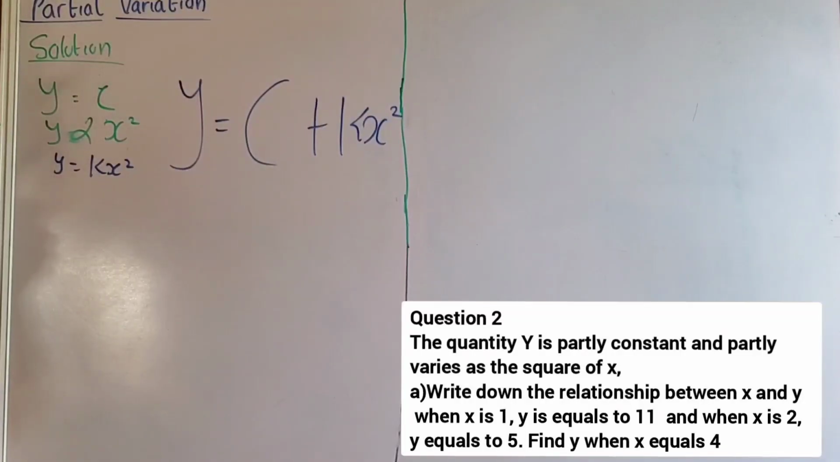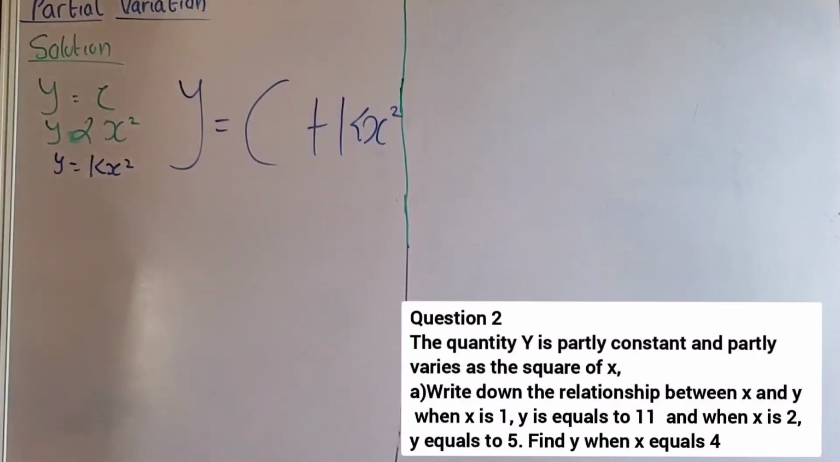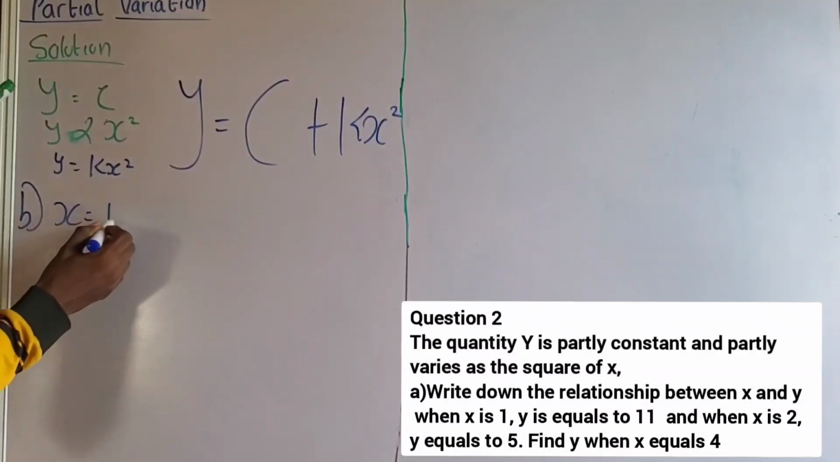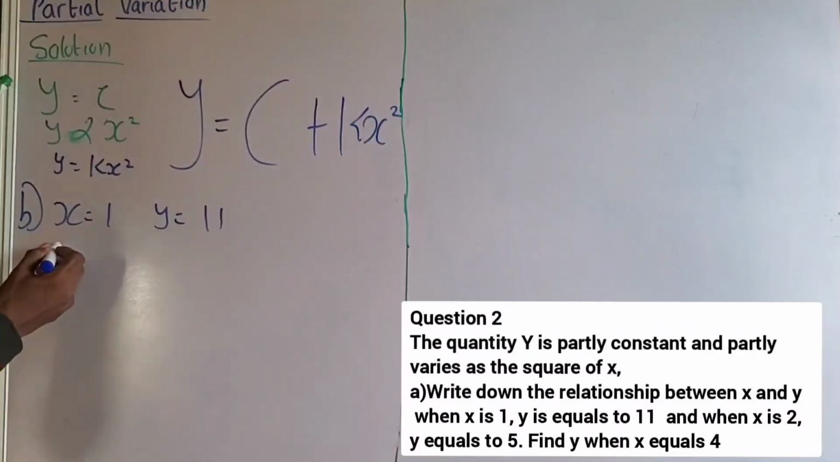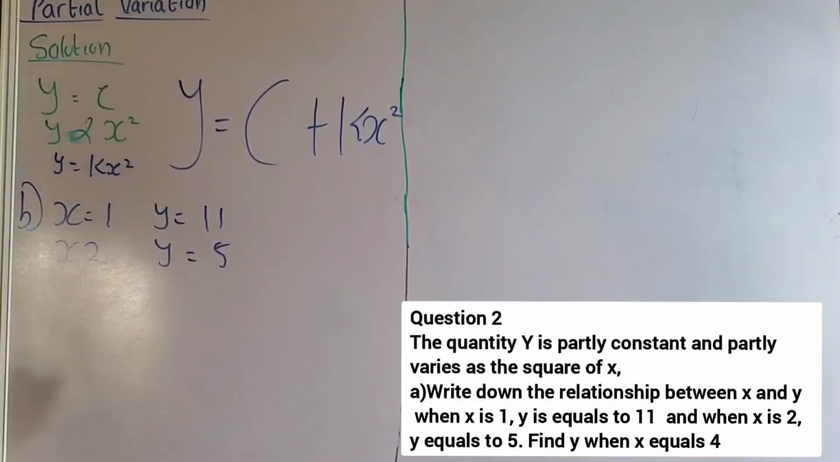we are asked to write down the relationship between x and y. Before we can write down the relationship, we need to get the value of c and k. Okay, please listen to the explanation again. You need to get the value of c and k. Are you getting it? So now, to get the value of c and k, we need to first solve question 1b, which is: when x equals 1, y equals 11. When x equals 2, y equals 5. Find y when x equals 4.